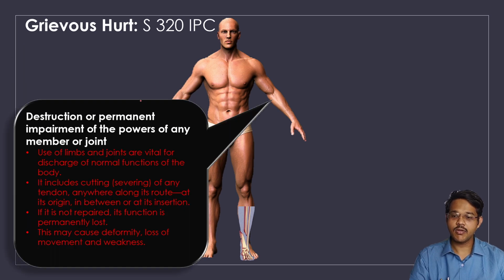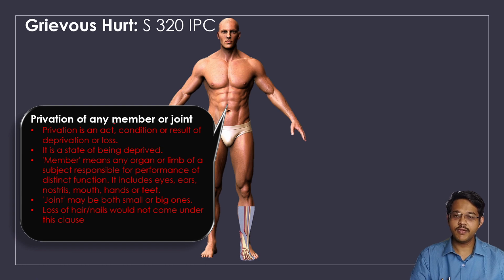Next is destruction or permanent impairment of the powers of any member or joint. Here the use of the limb or limbs and joints is impaired because of the injuries. It includes cutting of any tendons along the root of its origin or between its insertion, or any injury which may cause permanent loss of the function of that limb. That all comes under this section and is considered grievous hurt.